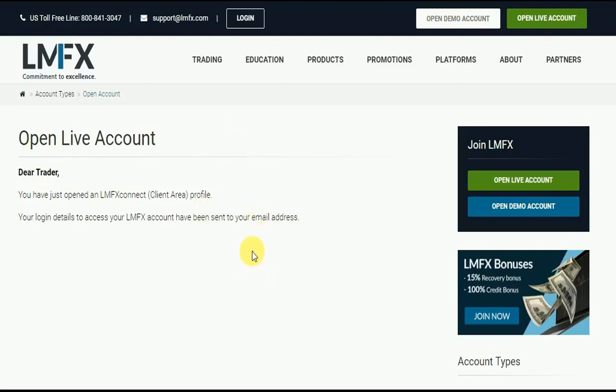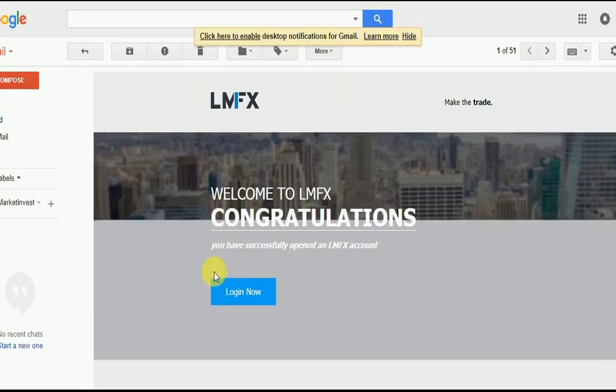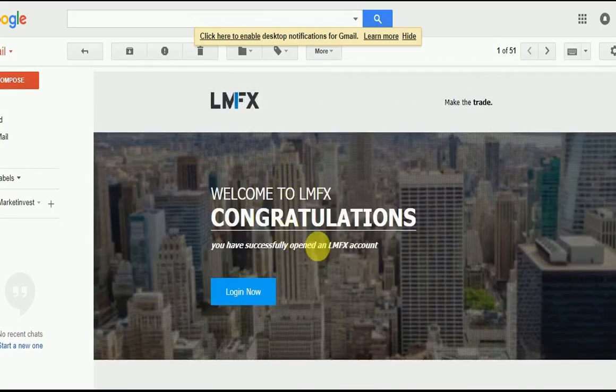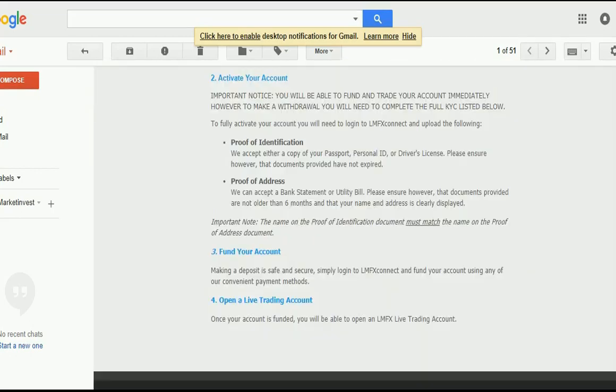The client area is where you have a summary of everything that goes on in your account, your balance, your trading history, the password, the username for logging into LMFX, and for also logging into the MetaTrader 4, which I told you about earlier. Congratulations to LMFX. A password will be generated for you, but you can also change the password if you so wish.